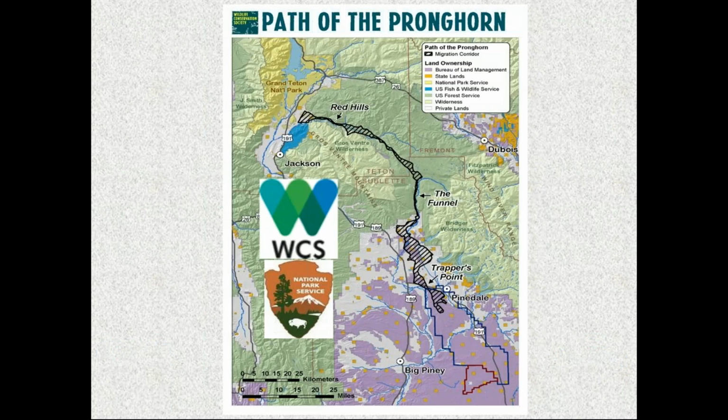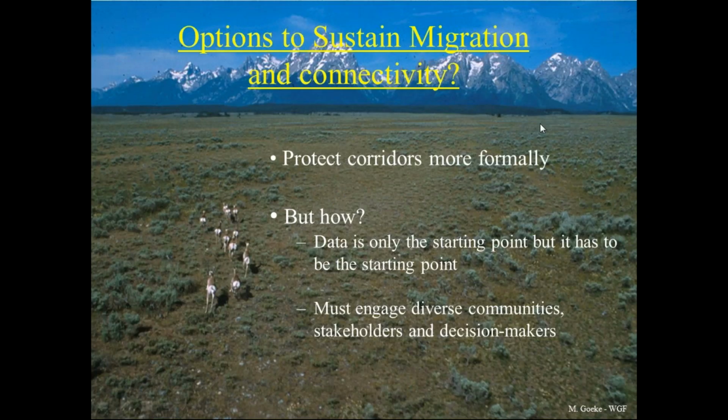And once we had those data in hand, then we could define the migration corridor, and those data allowed us to then move to protecting this corridor in a more formal way. Now, there's various options to sustain migration and habitat connectivity, and here we wanted to protect the corridor more formally, but the question was, how do we do this? We wanted to be a little bit more bottom up as opposed to top down, but we knew that data had to be the starting point. And even though it's just the starting point, it has to be that foundation to have these discussions.